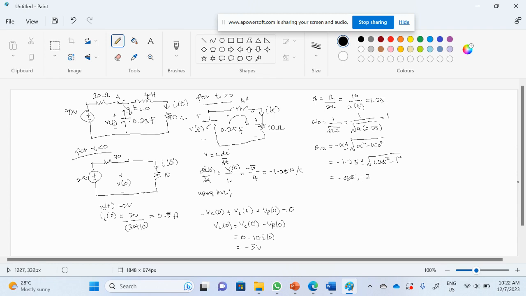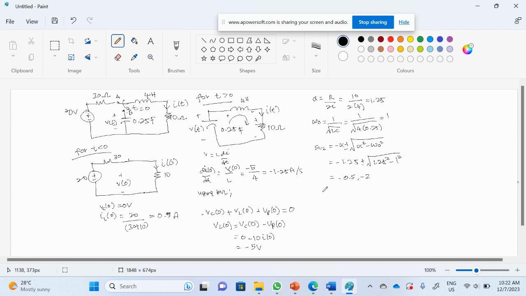Okay. So untuk bahagian seterusnya, bahagian C tadi, dia minta soalan cari v kan? v at time t more than 0. So, in order to find that, kita boleh cari i dululah.